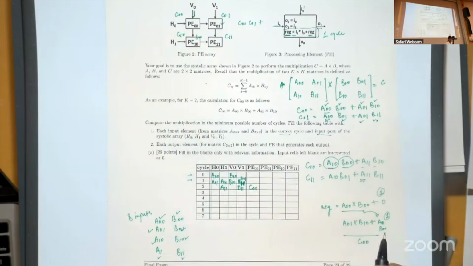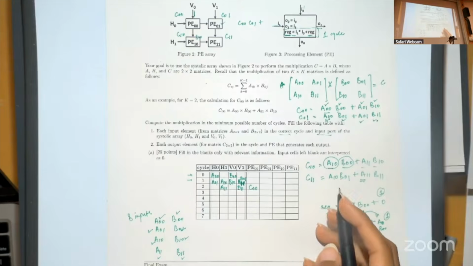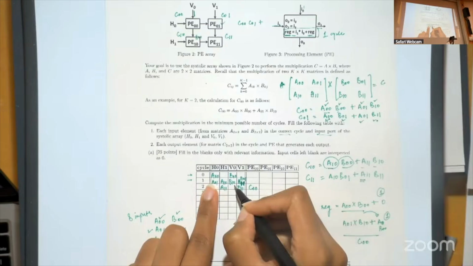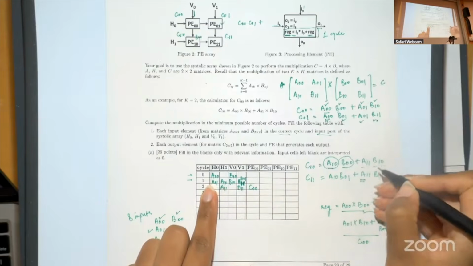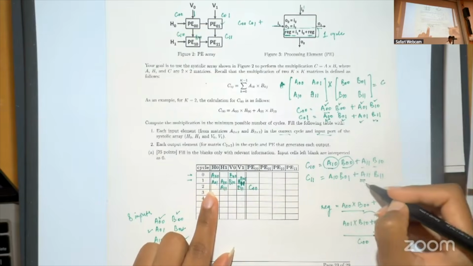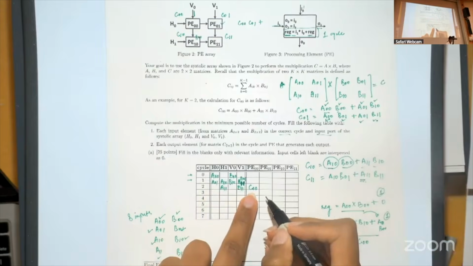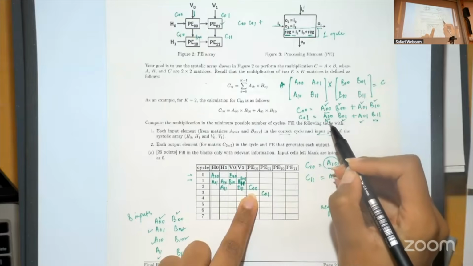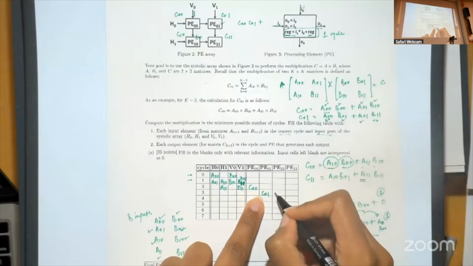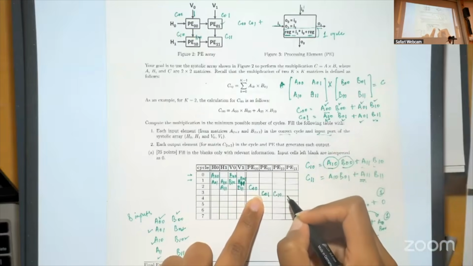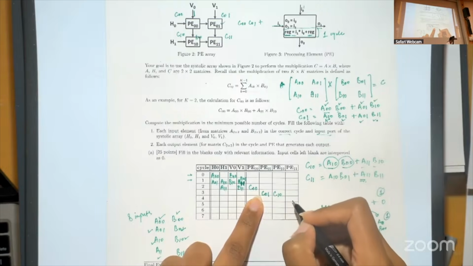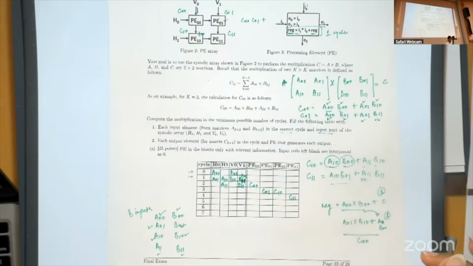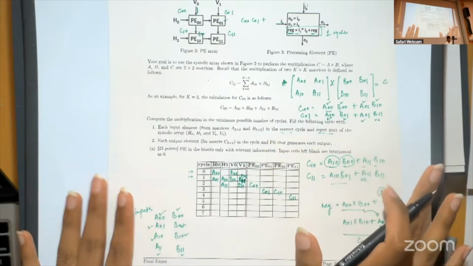So now we are done with all the inputs. The operations that didn't require A11 and B11 would be done in this cycle. So that is C01 and C10, and then in the next cycle we will have C11. This is how we will construct our table.